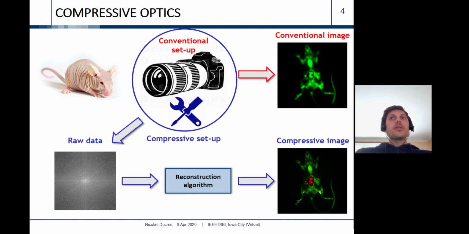Compared to a conventional imaging setup that directly images the scene, here a nude mice, a compressive imaging setup images this scene in a transform domain, usually a spatial frequency domain such as Fourier or Hadamard domain, and this raw data has to be reconstructed to recover the image of the scene. So this is more complex, but you can get an improved spatial resolution or get a richer information content such as an extra wavelength here.